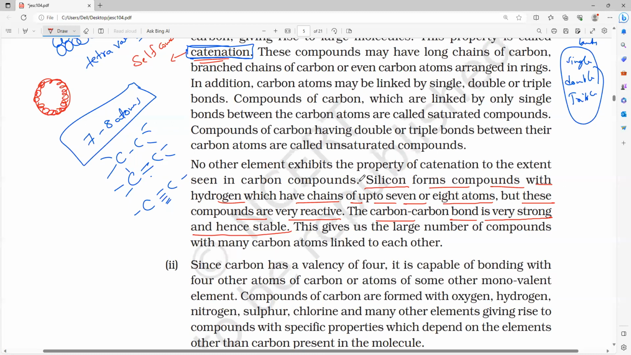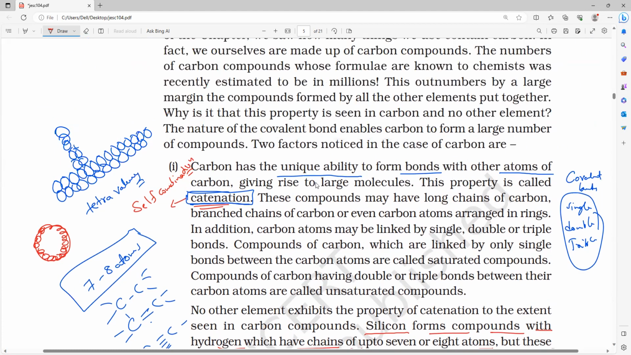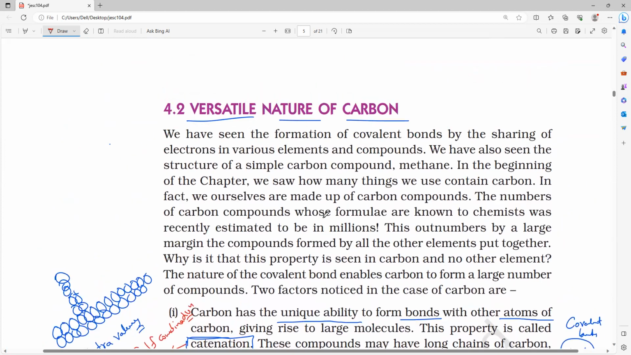Do you understand, everyone? Because of this stability, the bond is very strong and they are very stable in nature. They give us a large number of compounds with many carbon atoms linked to each other. This is an extremely important point: catenation. So what is the versatile nature? Why is carbon very special? Because it forms millions of compounds with every other element.